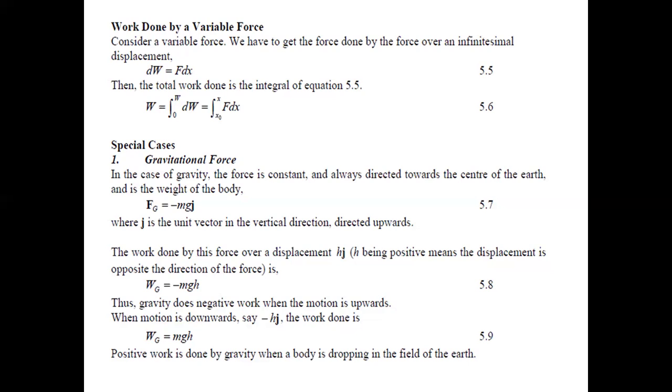So gravity is pointing down, the body is moving up, so the displacement is in the opposite direction to the force. When the motion is downward, say minus h j, the work done is mgh, because the angle between the force and the direction of the displacement will be 0, and cos 0 is 1. So W_G is just equal to mgh. So positive work is done by gravity when the body is dropping in the field of the earth.